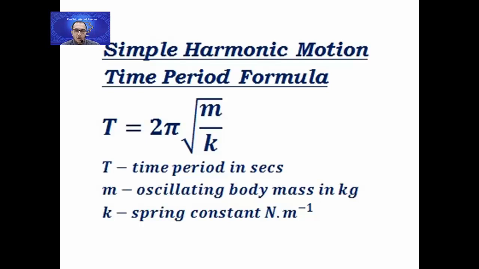T equals 2π root M over K. And what's T? T is the time period in seconds, M is the mass of this oscillating body, and K is the spring constant. You have to put it in your mind.